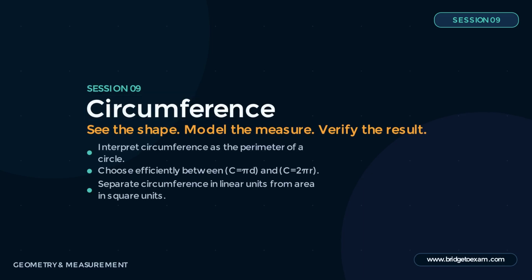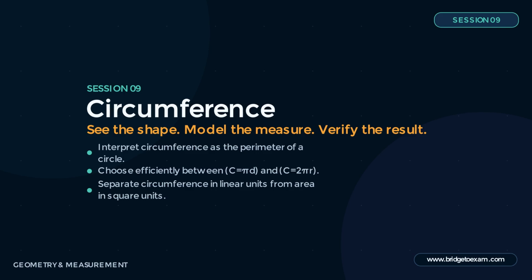Welcome to Session 9, Circumference. We will build the idea visually, solve a complete example, and finish with a short independent check. By the end, you will be able to interpret circumference as the perimeter of a circle.